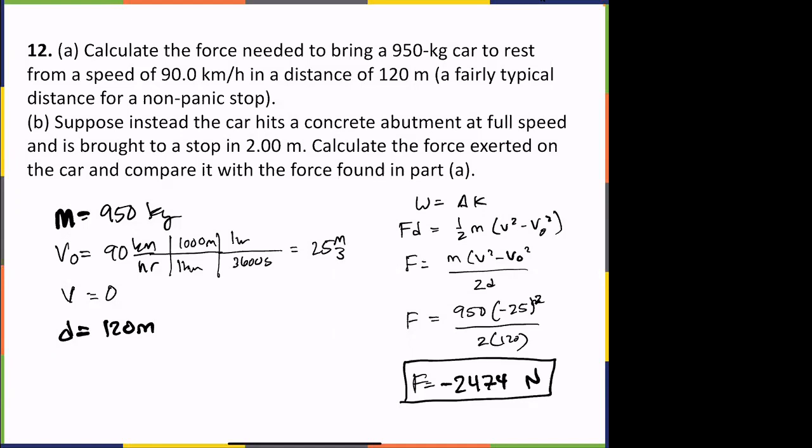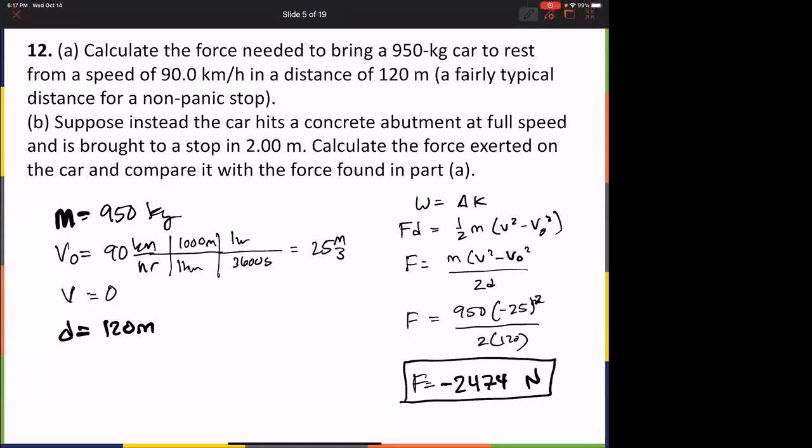Part B says, suppose instead the car hits a concrete abutment at full speed and is brought to a stop in 2 meters. So now, instead of 120, we have 2 meters in the denominator. So the force is going to be how many times bigger? We can say F equals 950 times negative 25 squared over 2 times 2. Essentially, it's just going to be 60 times bigger.